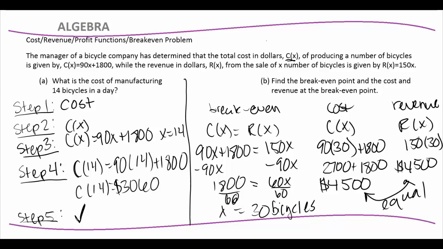So the cost for manufacturing 30 bicycles is 4,500. The revenue from manufacturing 30 bicycles is 4,500. So they equal. So that is our break-even point, is X equals 30 bicycles, and then we have $4,500 for cost and for revenue.